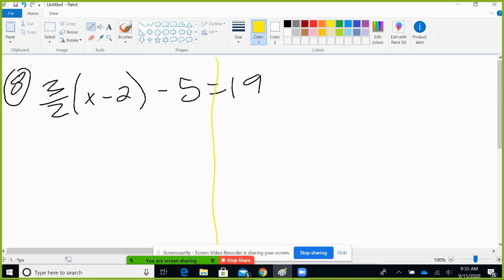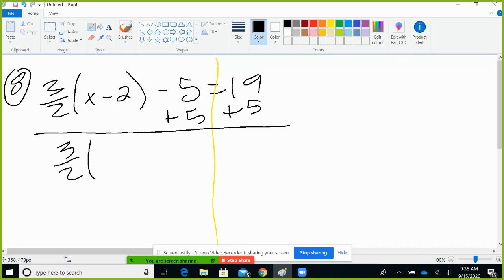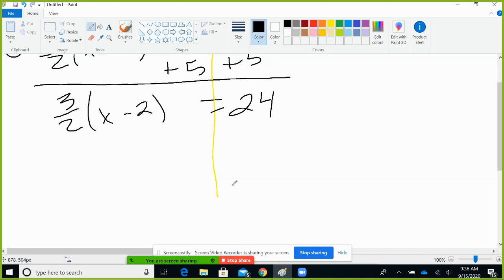So like you said for your first step, absolutely. Let's add the 5 to both sides. So now we have 3/2 times x minus 2 equals 24. So we all got to there, no problem.